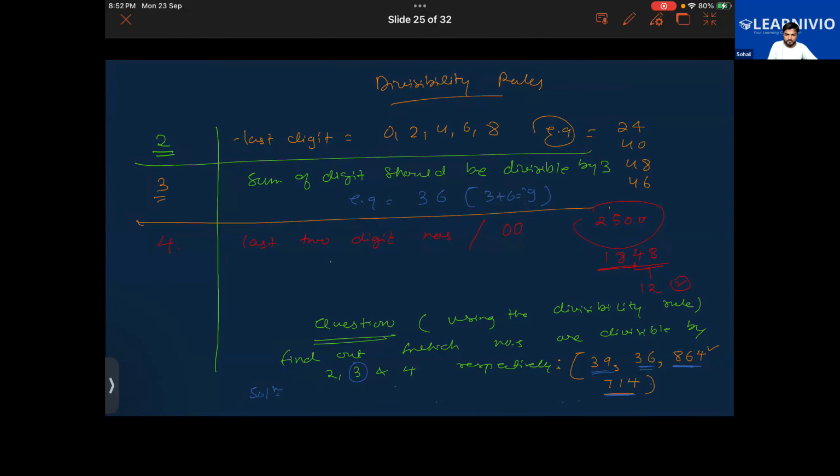Like, the last 2 digits should be divisible by 4. And what about a 2-digit number? A 2-digit number has only 2 digits, so just check the whole number. Read the table of 4. If it comes, the number is divisible. Otherwise, it's not. Okay, sir.